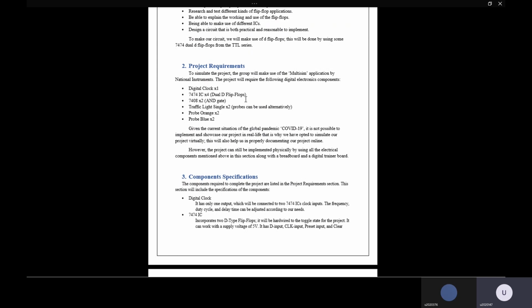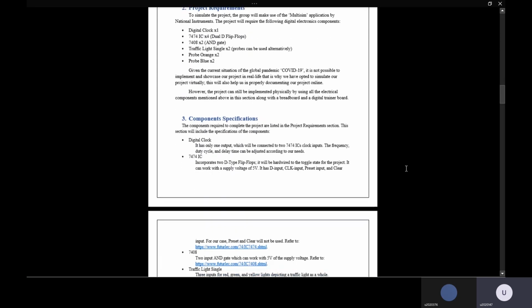So, given the current situation of the global pandemic COVID-19 and the online education, we are not able to implement our project in real life. So, we will be using Multisim by National Instruments to simulate our project, but our project can easily be implemented in real life by using a breadboard and a trainer board.